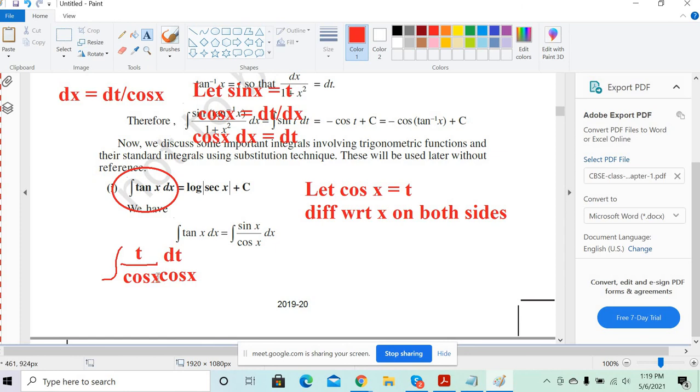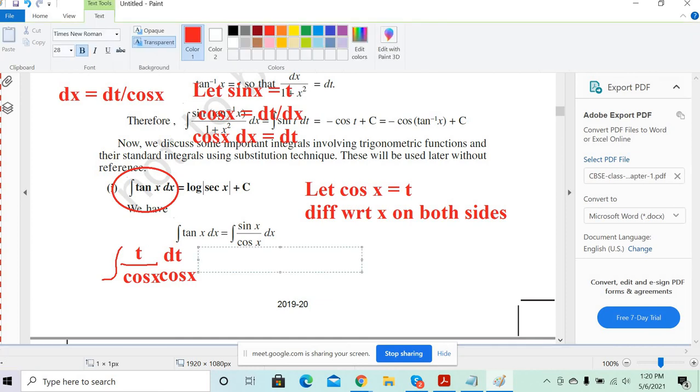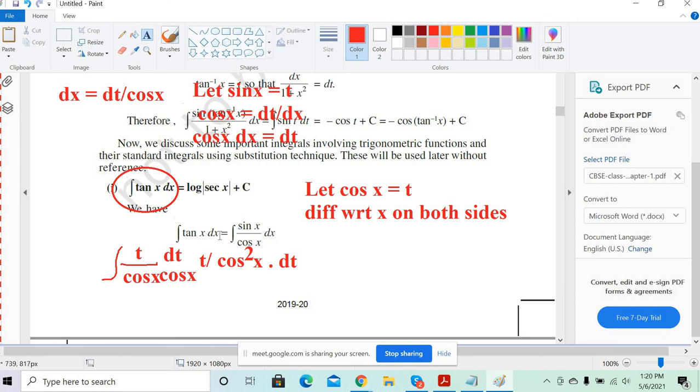So I still have two variables. T is also there, x is also there. The entire term is not replaced with dt. So how do I replace it? Cos x remains, it will become cos square x. But later you will find out how to replace it with t also. Don't you think it becomes a little complicated now? It becomes t by cos square x into dt. But the entire term is not in terms of t only. Got it?